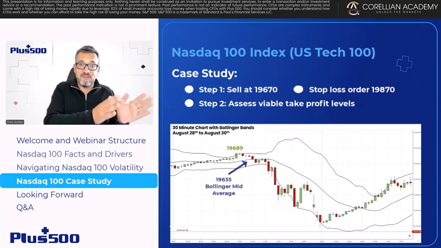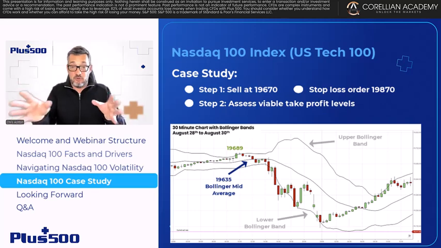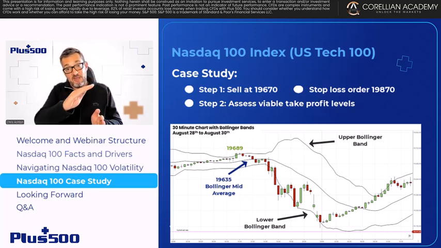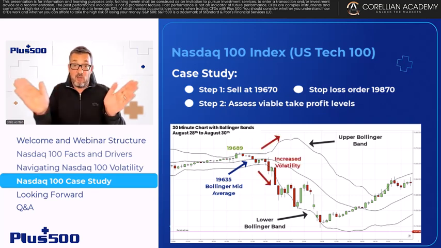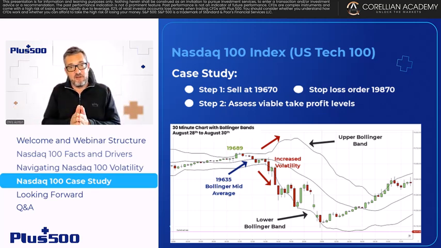I identify a key support level at the Bollinger mid-average around 19,635, which is this line in the middle that you can see on screen now between the upper and lower Bollinger Band. If that key level breaks on a closing hourly basis, I would expect the index to continue lower, especially if the Bollinger Bands, the upper and lower band, continue to widen, indicating a pickup in volatility.